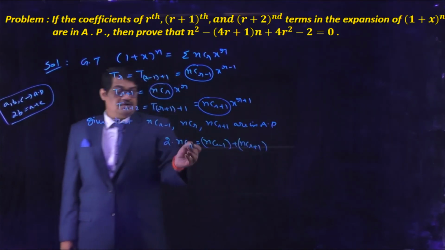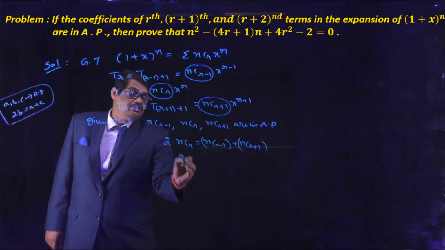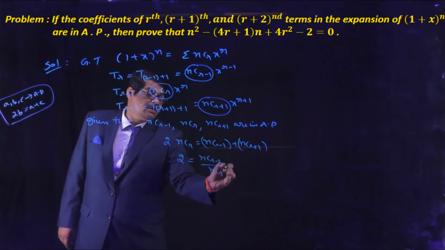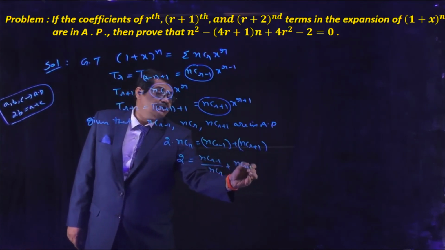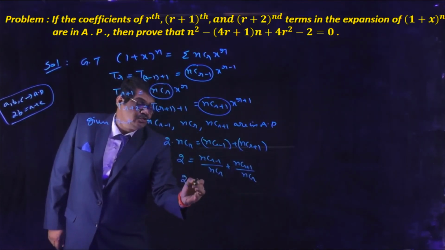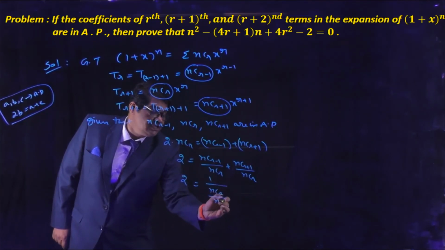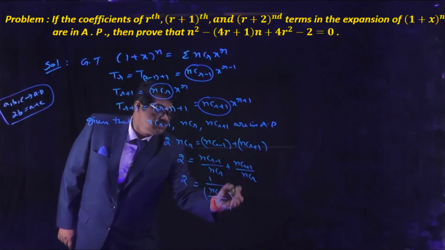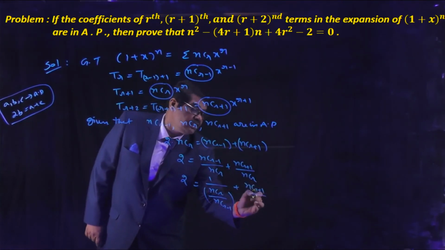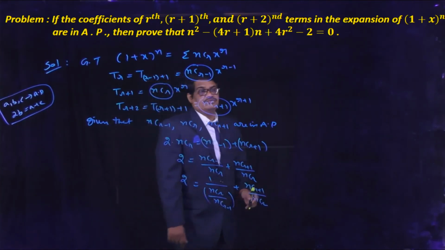Now we move nCr to the RHS, then we get 2 is equal to nC r minus 1 by nCr plus nC r plus 1 by nCr. That can be written as 2 is equal to 1 by nCr by nC r minus 1. This is a well known formula. Plus nC r plus 1 by nCr. Now we are simplifying this one.